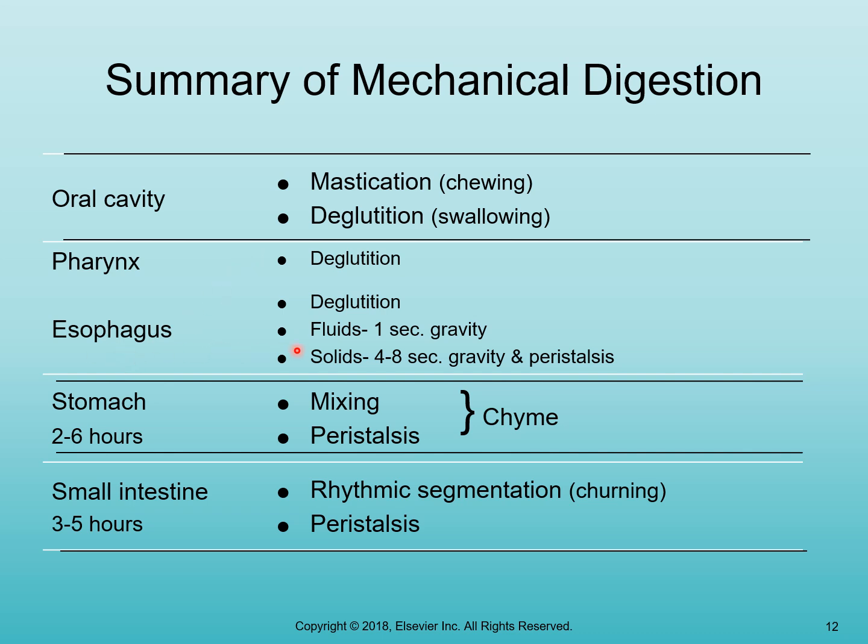In the esophagus, we mentioned that fluids tend to pass quickly within 1 second, and they pass via gravity. Solids take a little bit longer, typically 4 to 8 seconds, and they pass with gravity and peristalsis, which are those alternating waves of contraction and dilatation that propel food through the digestive system. Food then enters the stomach, where there is mixing and peristalsis, and it turns it into chyme.